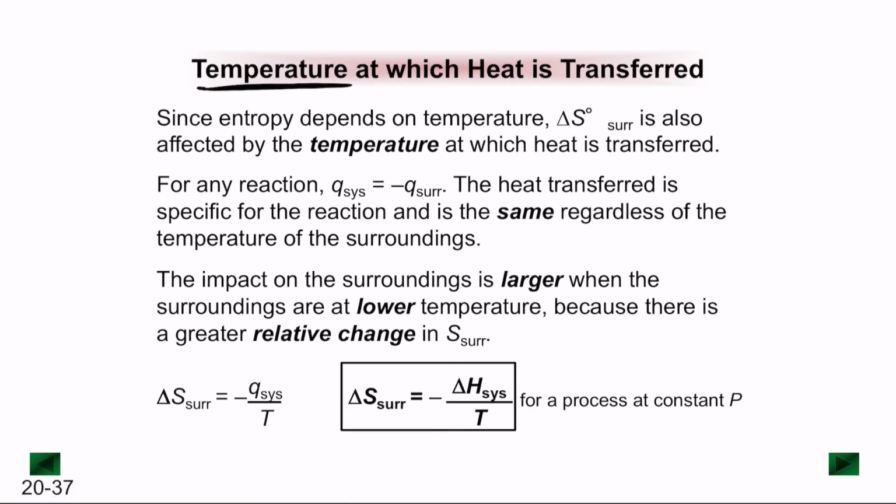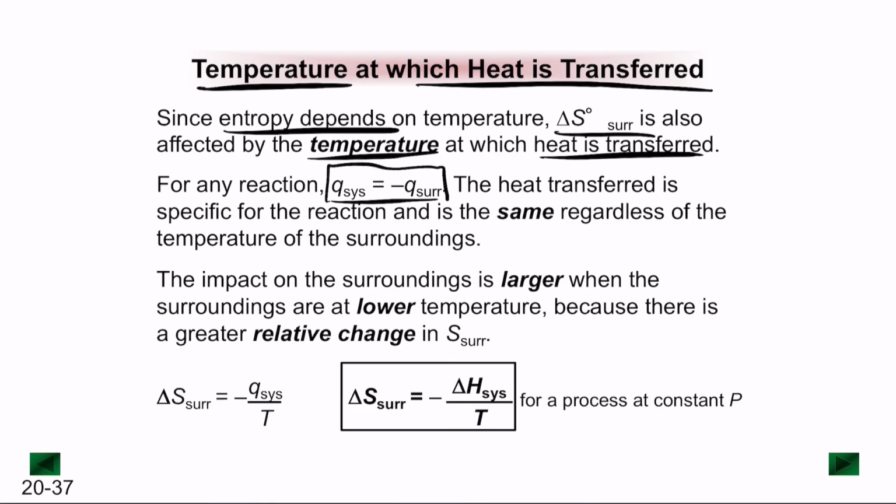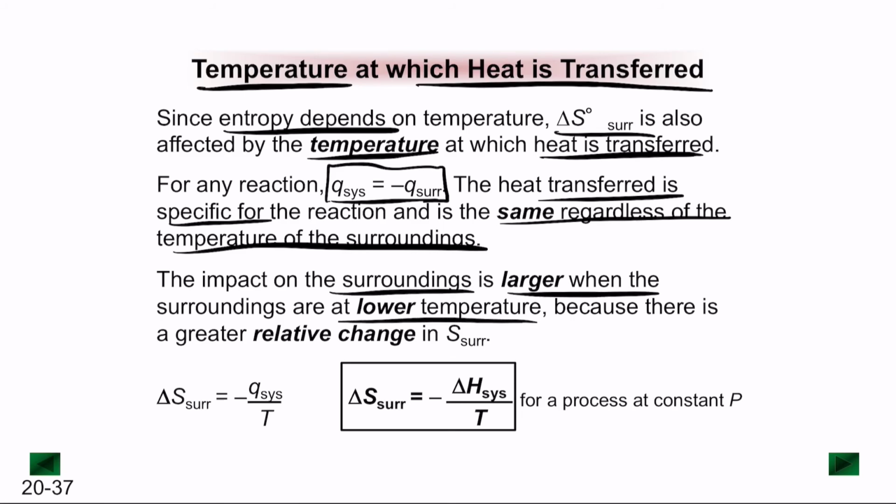Now, let's talk about the temperature at which heat is transferred. Since entropy depends on temperature, delta S of the surroundings is generally affected by the temperature at which the heat is transferred. For any reaction, remember that Q of the system equals minus Q of the surroundings. So the heat transferred is specific for the reaction and is the same regardless of the temperature of the surroundings. Now the impact on the surroundings is larger when the surroundings are at a lower temperature, because there is a greater relative change in the entropy of the surroundings.